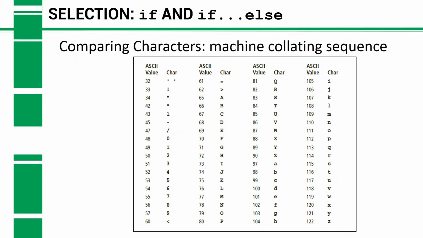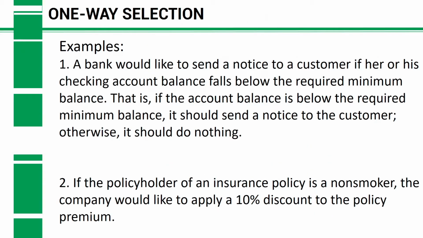So to compare characters, you can use this machine collating sequence of the characters. As you can observe, the ASCII code has its own ASCII values. So that is how you compare. So each character has its value. So let us now proceed to the one-way selection.